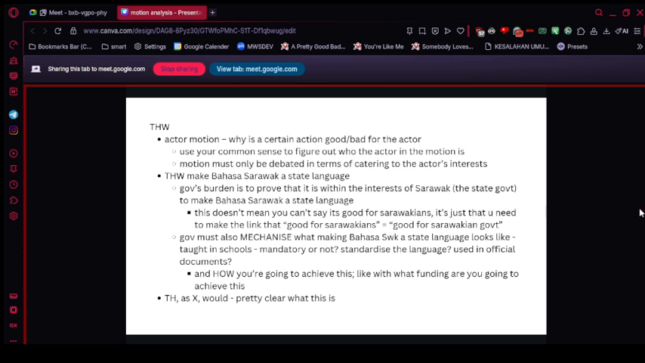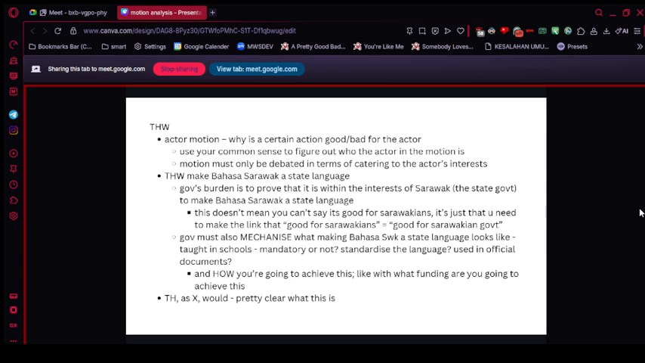But of course, it doesn't mean that all of your arguments have to be about why making Bahasa Sarawak a state language is good for the Sarawakian government directly. You can do indirect arguments. Of course, it's mostly indirect. The most relevant arguments under this motion for government are going to be indirect arguments. What do I mean by that? It's that you can't just say that it's good for Sarawakians, because Sarawakians like us are not part of the Sarawakian government.